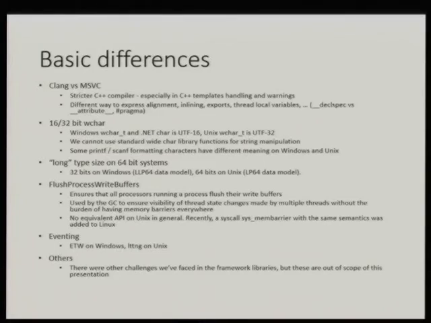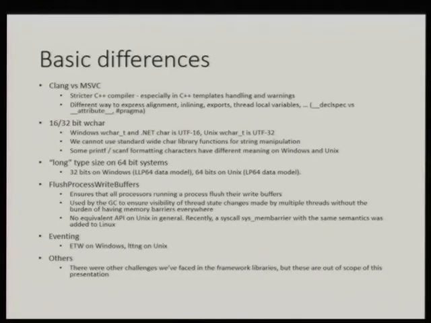So the first step was basically to make it build with Clang. And it was quite nice that it also cleaned up the sources. Clang is a very nice compiler. We didn't have any problems with the compiler itself, with the code, except for little assembler tricks that we needed to do. Those compilers also have different ways to express memory structure alignment, inlining, exports, and thread local variables, which are declspec in the Microsoft compiler, or attribute in Clang, or pragmas that are different. So these all had to be somehow tackled.